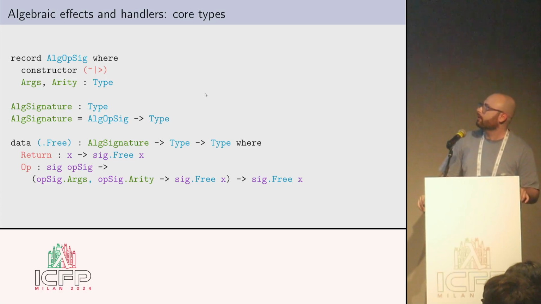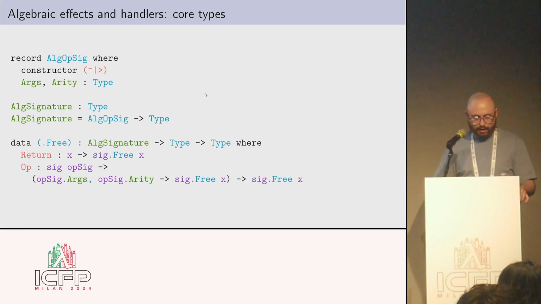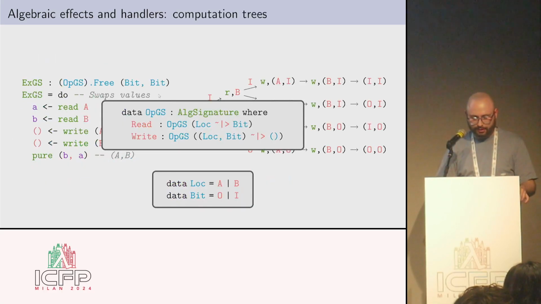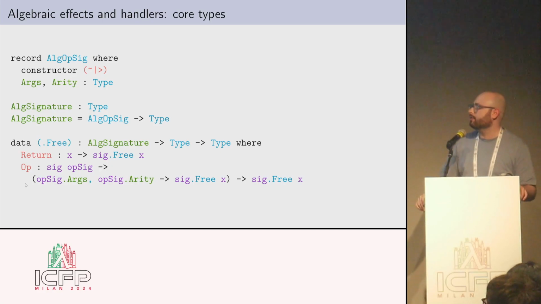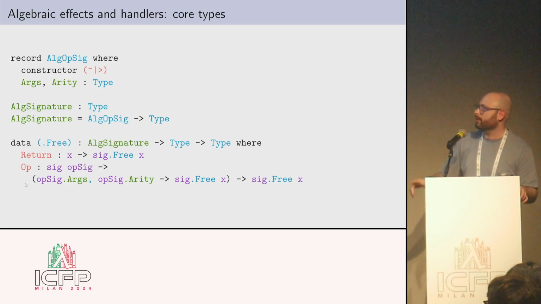Here's the data type. So the first thing that we have is the data type for algebraic operation signatures. And then an index type, which takes a whole bunch of algebraic operation signatures, gives a full algebraic signature. So we can see here that was an example. And now we have our monad, which is the tree data type. So this tree data type has 2 constructors. We can use the return constructor, which just makes a leaf. So we can see here that return takes an x and gives us a tree which has leaves of type x. And then the more interesting case is op, which will allow us to use subtrees.